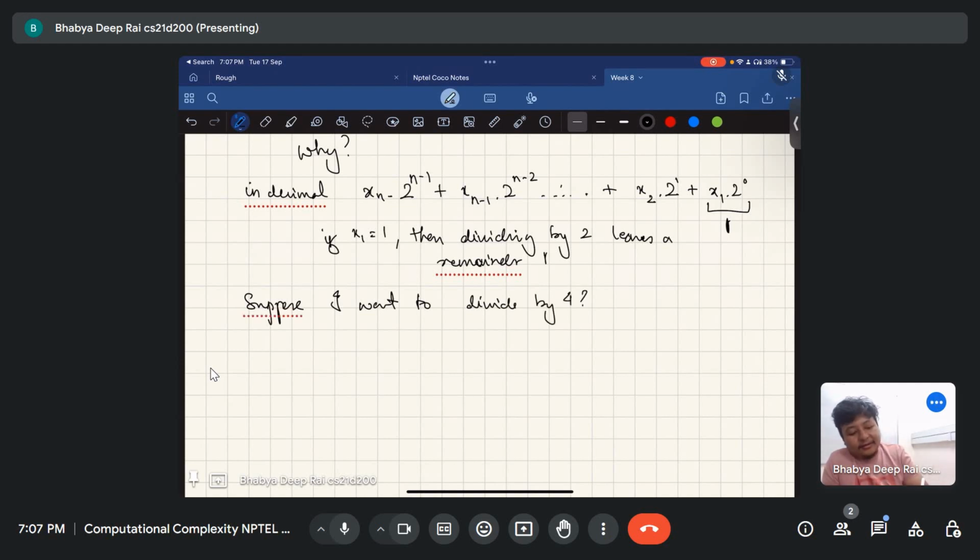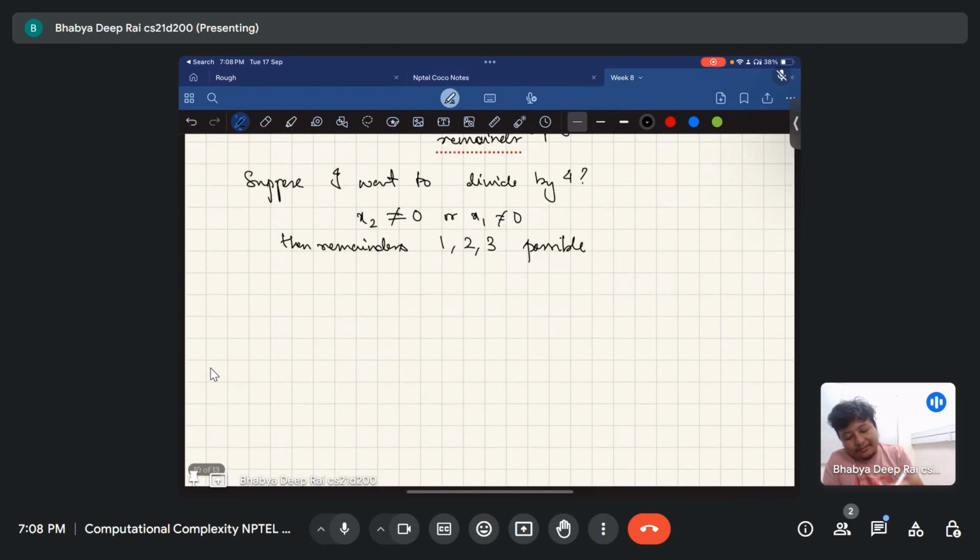I look at this place. This place will be at most 3. I mean, if either x2 or x1 is non-zero, x2 is not equal to 0 or x1 is not equal to 0, I get remainders 1, 2, 3 possible. So check for x2, x1.